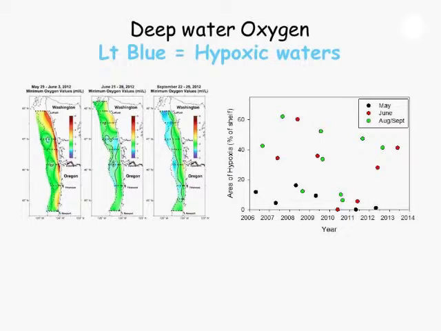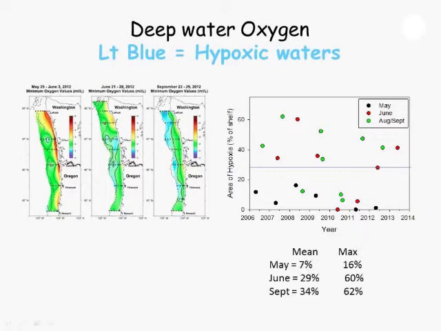And if you look at the area of the coast that's covered by this hypoxic water, and then plot the area versus the year, it's highly variable, of course, like everything else is. But the thing is that in May, on average, about 7% of the shelf is hypoxic. By June, it's 30%, and September, just a little tiny bit higher. So 1/3 of the entire shelf off northern Oregon and Washington is actually hypoxic, 1/3.